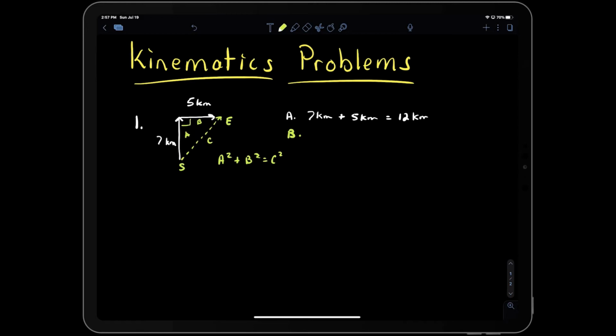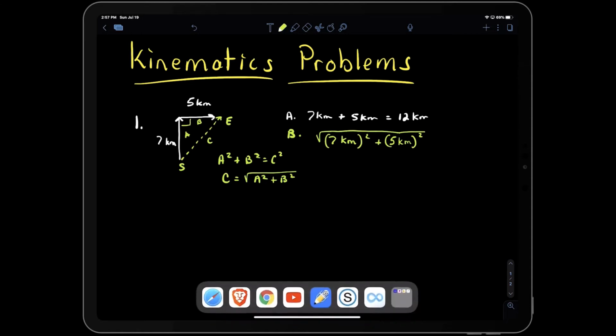We're trying to find that displacement, so I'm going to take the C, and we're going to get rid of that square by square rooting both sides. We'll plug our numbers in. The displacement is going to equal the square root of side A, which is 7 kilometers, and we have to make sure that we square that, plus side B, which is 5 kilometers. Again, you have to make sure that you square that as well.